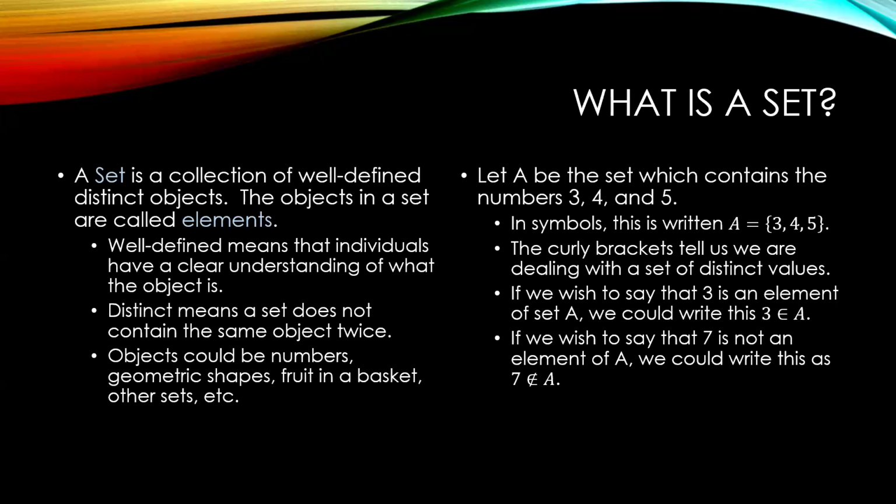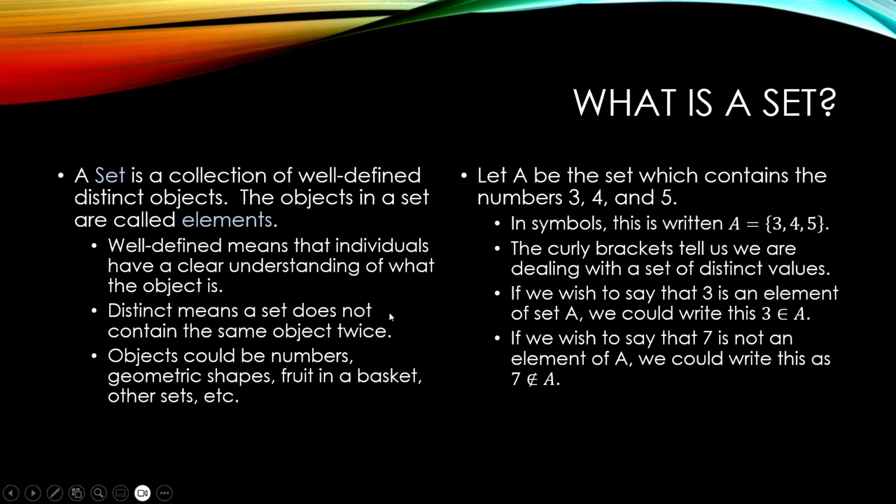So what is a set? Well, a set is a collection of well-defined, distinct objects. The objects in a set are called elements. And so well-defined means that individuals have a clear understanding of what the object is. If we are talking about a dog, well, there's a ton of dogs out there, and so you have to be very clear about a dog. You would say, oh, it's Jennifer's dog, and hopefully Jennifer only has one dog, in which case that is the well-defined object, the dog that we are talking about.